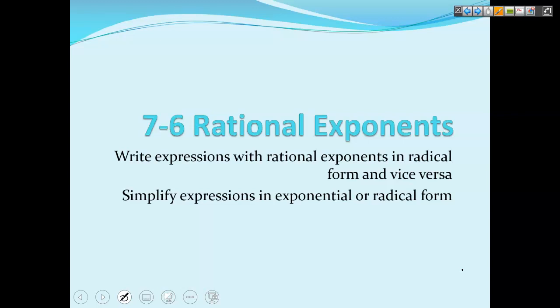Yes. All right, rational exponents. Our goal today is to simplify and write radicals as rationals and vice versa.